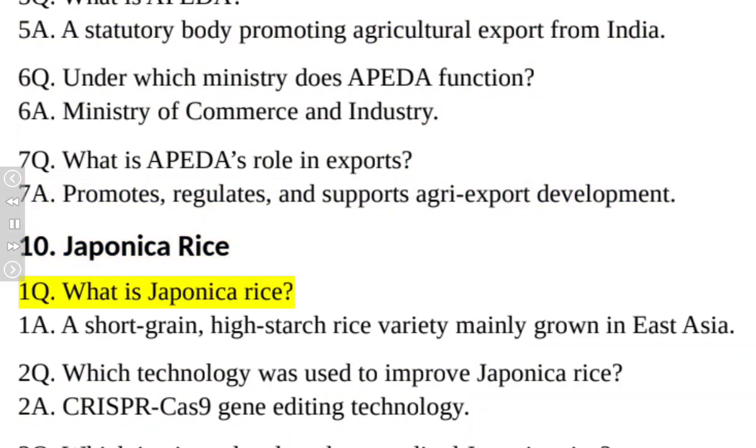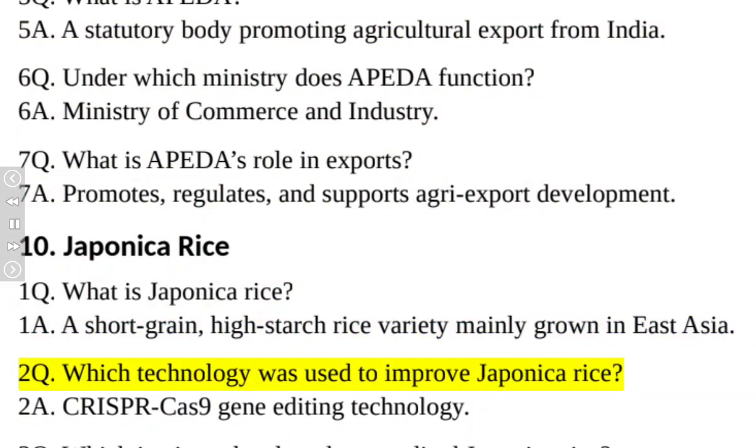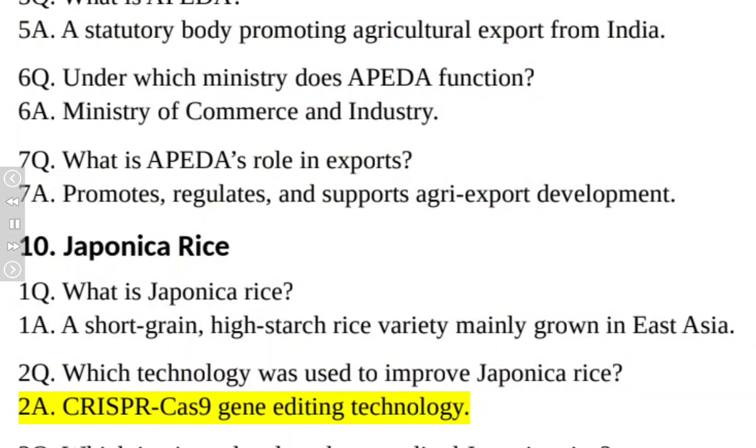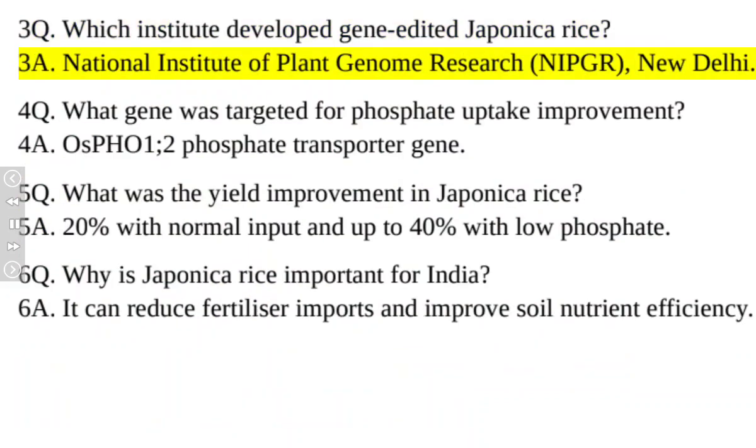10. Japonica rice. 1Q. What is Japonica rice? 1A. A short grain, high starch rice variety mainly grown in East Asia. 2Q. Which technology was used to improve Japonica rice? 2A. CRISPR-Cas9 gene editing technology. 3Q. Which institute developed gene-edited Japonica rice? 3A. National Institute of Plant Genome Research, NIPGR, New Delhi.